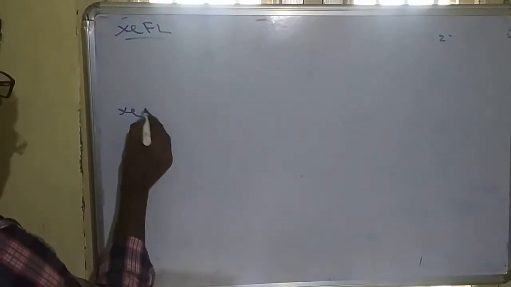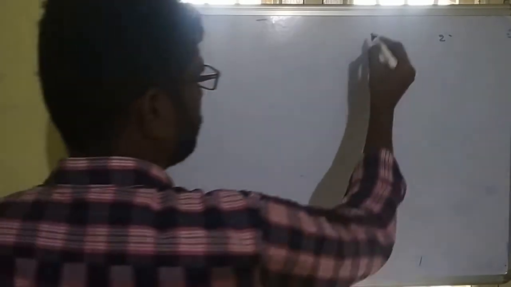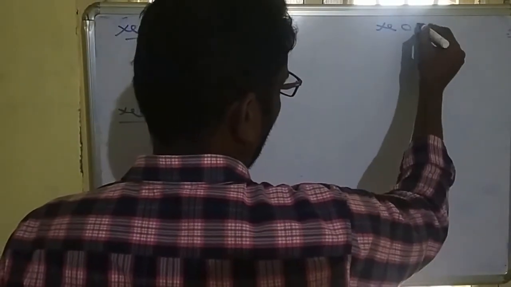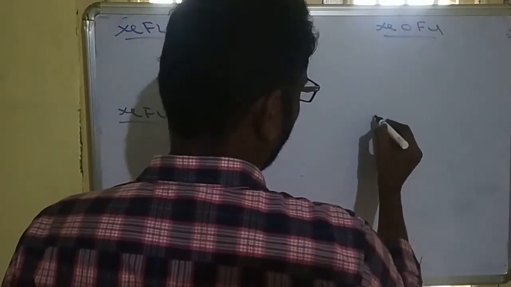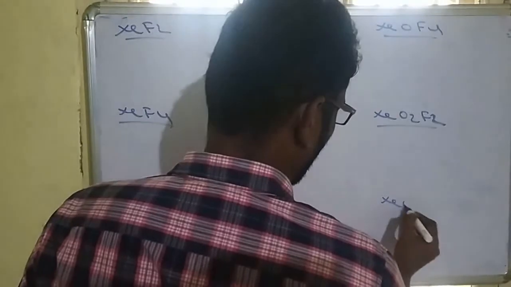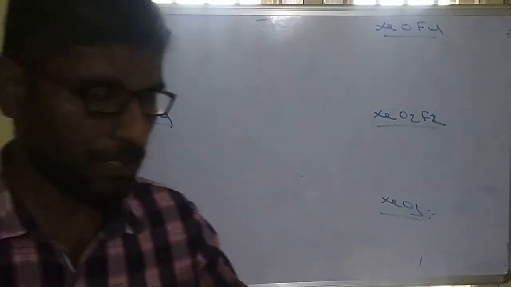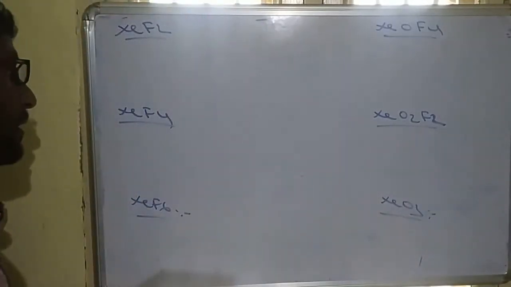XeF2, XeF4, XeF6, XeOF4, XeO2F2 and XeO3. So just two structures I am explaining. So practice the remaining ones.